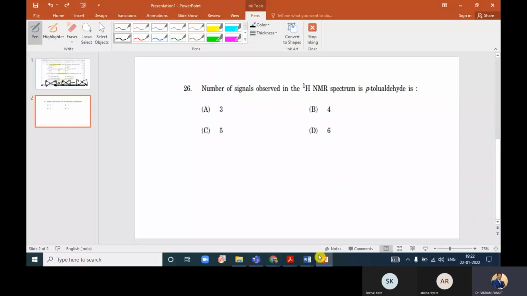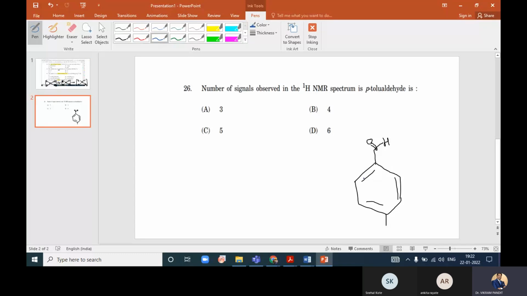See, the structure for this compound is a benzene ring. On one side of the benzene ring, there is an aldehyde, C double bond O H, and on another side there is only a methyl group. So just now tell me the answer. Number of signals observed in H1 NMR. Whether it is symmetrical or unsymmetrical. Tell me whether this compound is symmetrical or unsymmetrical. Come on, fast.